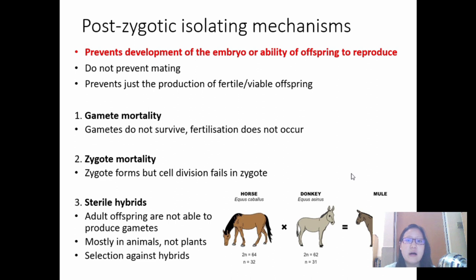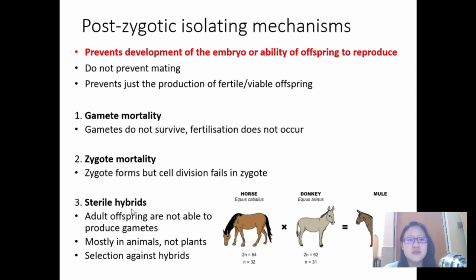And number three, sterile hybrids. So this happens sometimes, rare, but sometimes. This is when two animals of different species can mate. The gametes can fuse, so fertilization does occur. The zygote that's formed can develop into a bigger offspring, but the offspring cannot produce gametes and cannot form offspring. These sterile hybrids are mostly in animals, not in plants. Plants are very resilient to all sorts of nonsense. We will see later on how they can produce hybrids that still are fertile, but that's an exception.